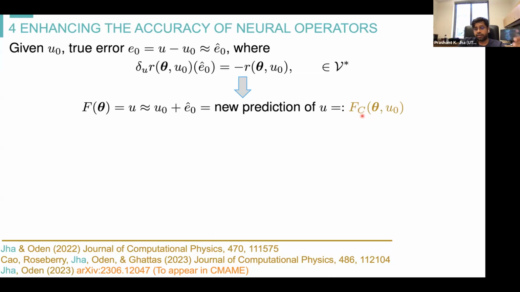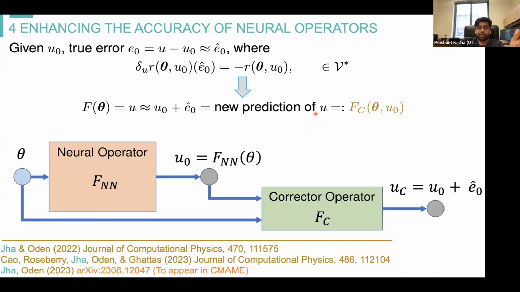So FC is a corrector operator that takes in as input the model parameter theta, and it also takes in the prediction of a solution U0 as input, okay? And it gives you another prediction of U, and then we are going to use that with the neural operator. This is a schematic of the approach I have in mind. So theta is an input. You feed it to the neural operator, it gives you some prediction U0 for that theta. You feed that theta to the corrector operator, you feed the prediction that you got from the neural operator to this corrector operator, and you get another prediction of U, which is the corrected solution, okay?